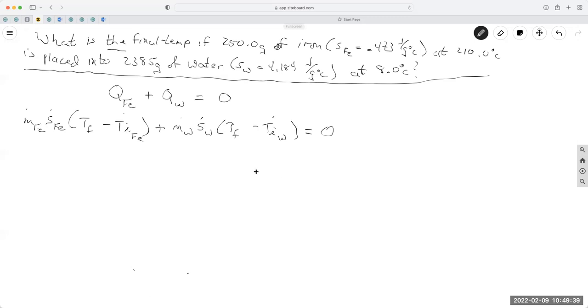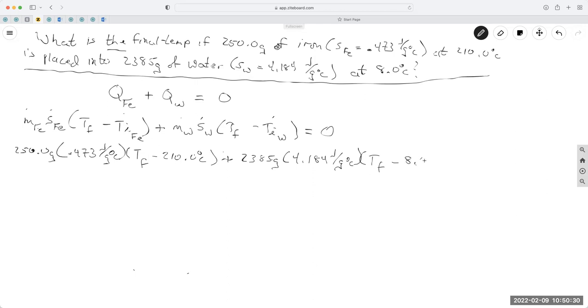Okay. Now I'm going to plug in the numbers and follow the sig figs. So just watch this carefully. This is 250 grams. The specific heat of the iron is 0.473 joules per gram degrees C. TF minus the initial temperature of the iron, which was 210 degrees C, plus for the water, the mass of the water is 2385 grams, 4.184 joules per gram degrees C, and then TF minus 8 degrees C equals zero.